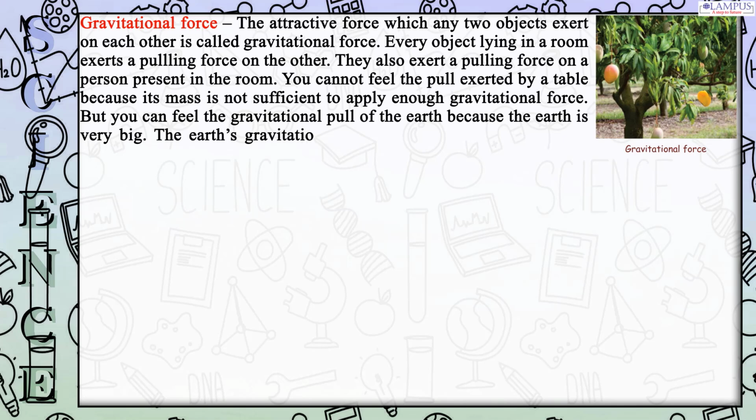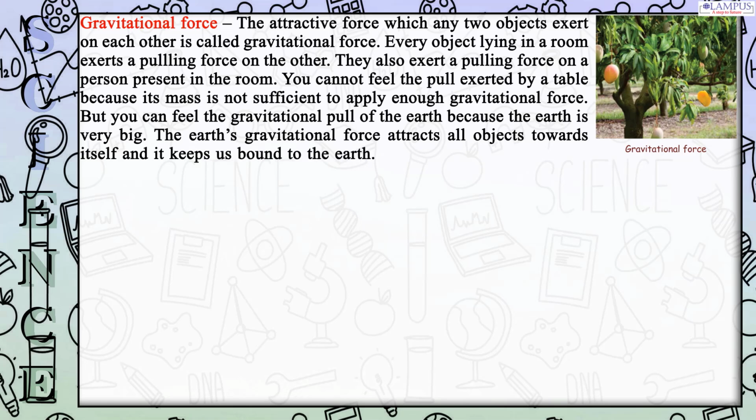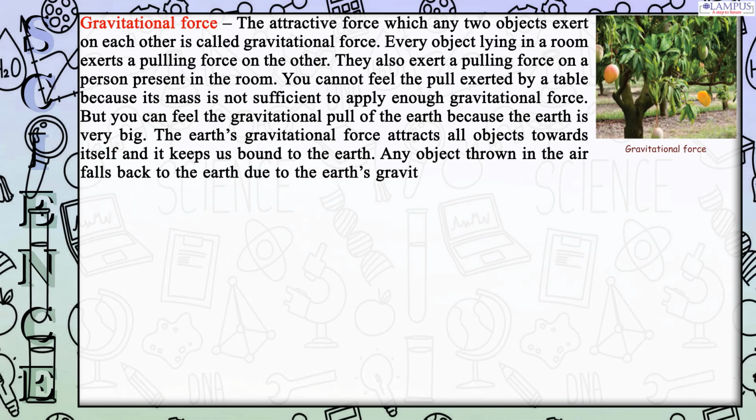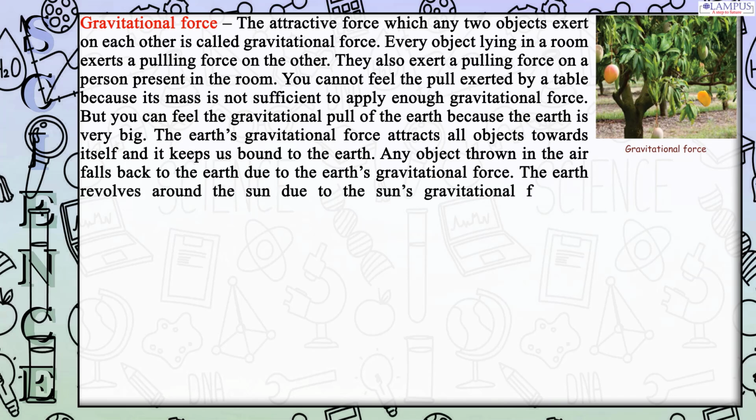The earth's gravitational force attracts all objects towards itself and it keeps us bound to the earth. Any object thrown in the air falls back to the earth due to the earth's gravitational force. The earth revolves around the sun due to the sun's gravitational force. A gravitational force always attracts objects.